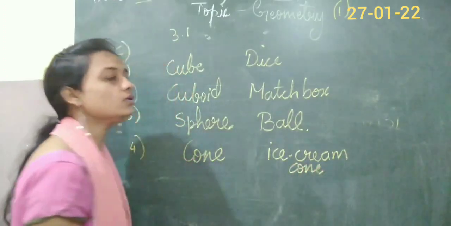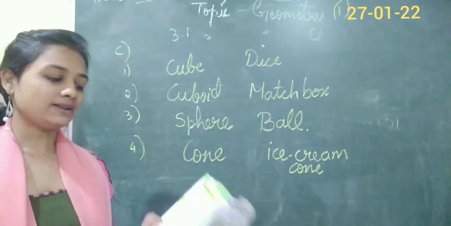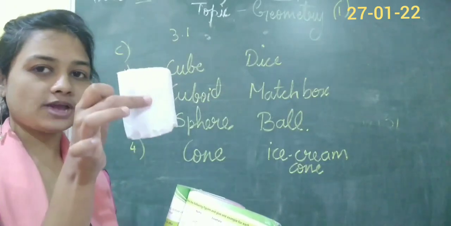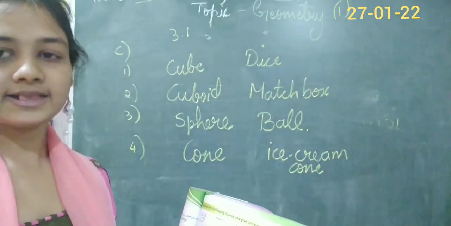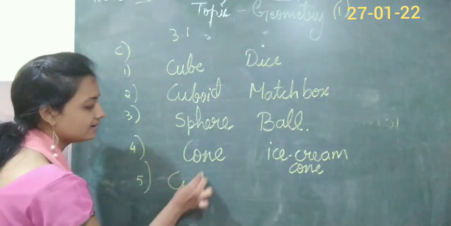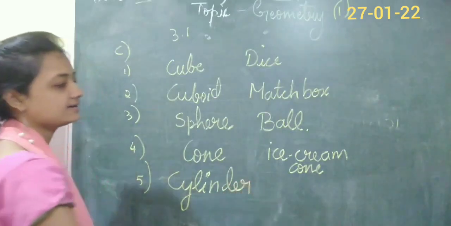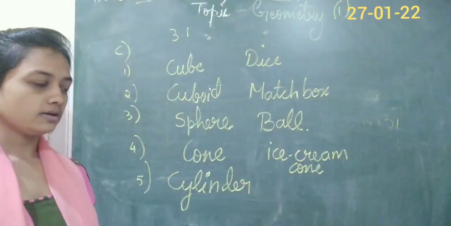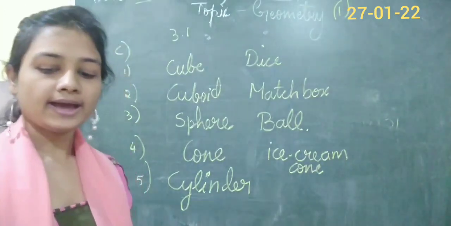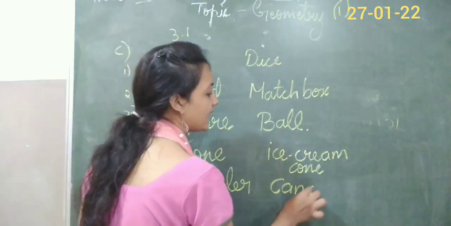cone. If you remember any object of that shape, you can also write the name of that object. The next shape is this. What is this shape called? It's a cylinder. C-Y-L-I-N-D-E-R. Cylinder. So, I give the example of a candle, and any example if you know, you can write them also. Candle.